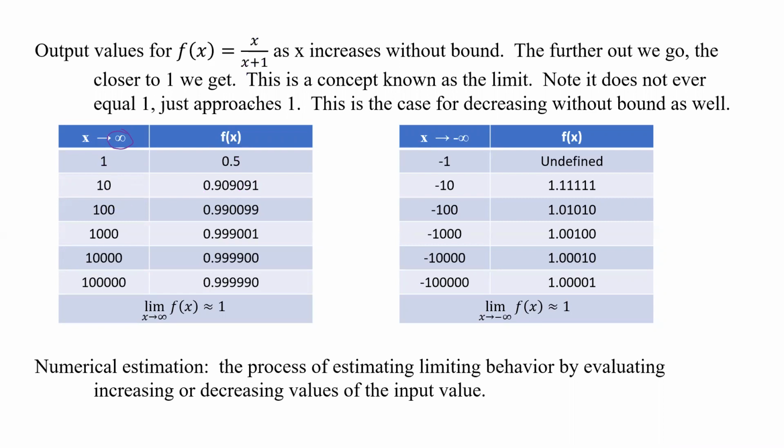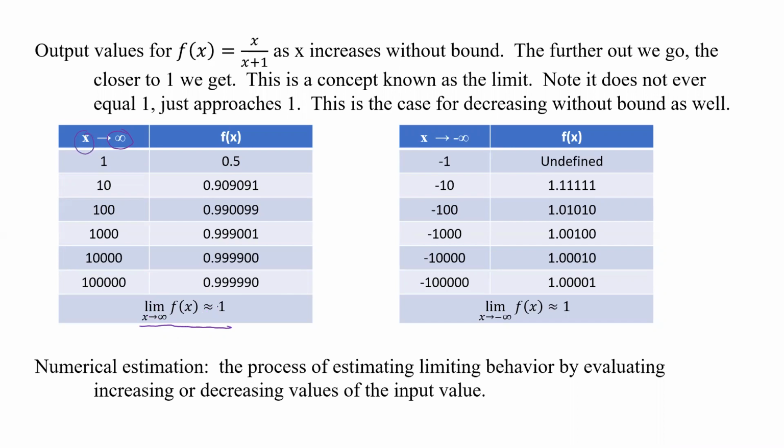And we plug in 100, and it just keeps going. And we try 1,000, 10,000, 100,000. And as further and further we go, we can see that it's getting closer and closer to 1. And so we would say the limit of f of x as x approaches infinity, or as we increase x without bound, is approximately 1. Okay, so as we keep going further and further to the right for x's, it's going to approach 1.